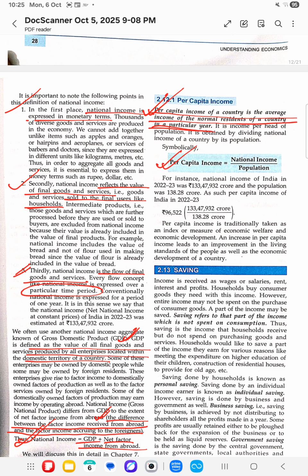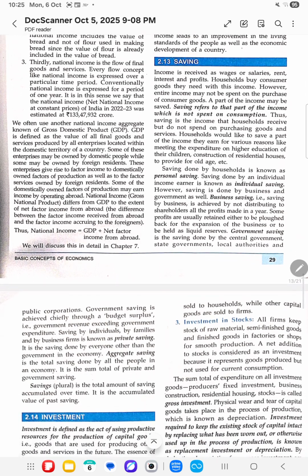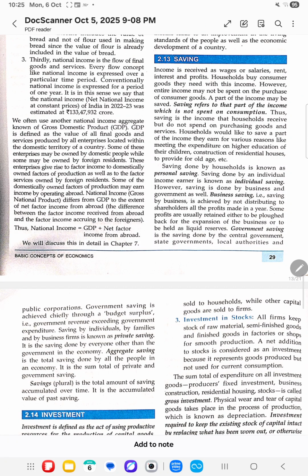Next is saving. So in saving, you have the definition of saving, which is saving refers to the part of income which is not spent on consumption. Okay. So once you start earning, the amount that you have kept aside and you have not touched it, that is called saving. Okay. And other than saving, you consume it. You use it to buy something. Next up, you have small definitions. What is personal saving? What is individual saving? What is business saving? What is government saving?